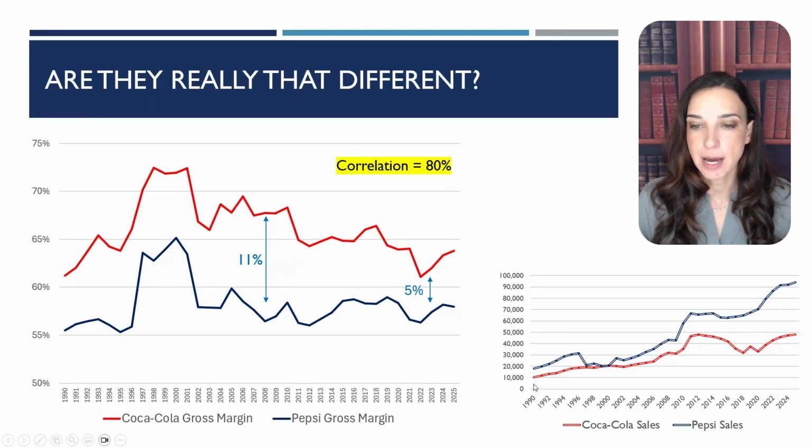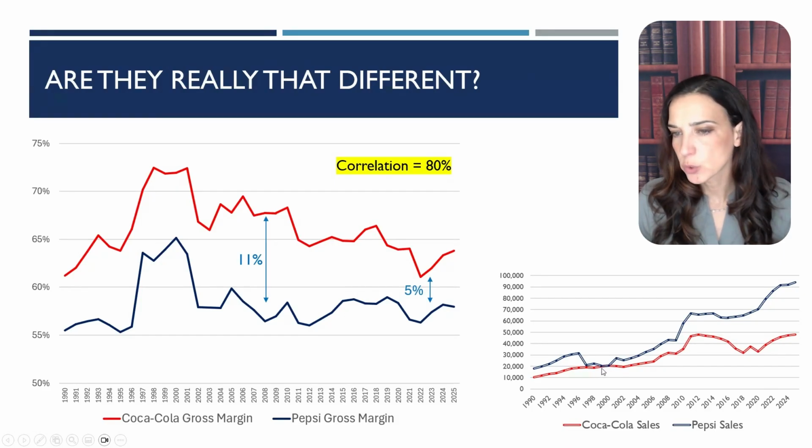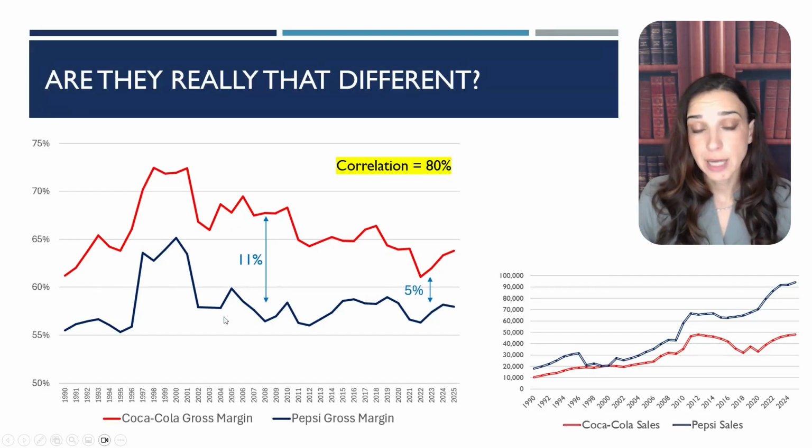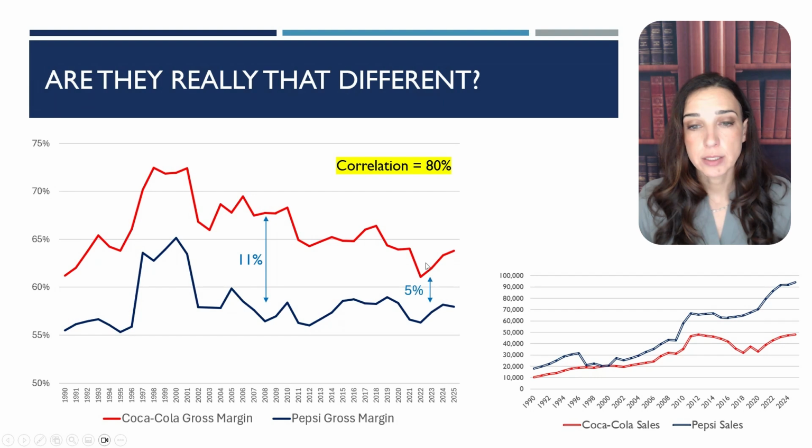If we look at the size, when we started the period in 1990, Pepsi was bigger. And then as they grew, they were very close for a while. And then they've kind of diverged more and more. But throughout that entire period, consistently, the gross profit of Coca-Cola has been higher. The biggest difference is in 2008, where they're 11% higher. In the smallest difference, 2023, they're 5% higher.